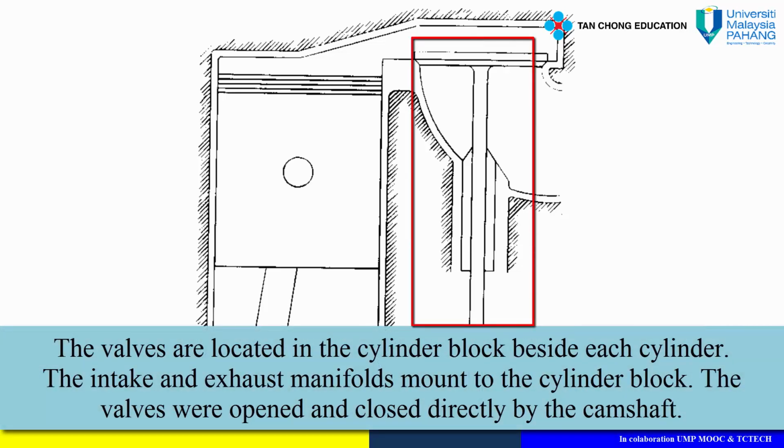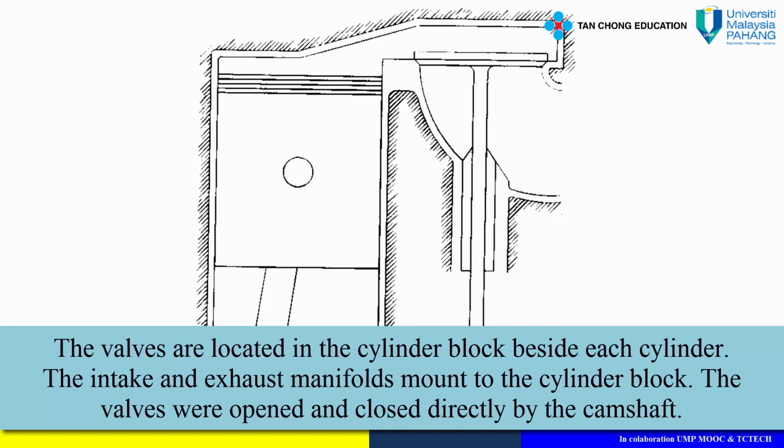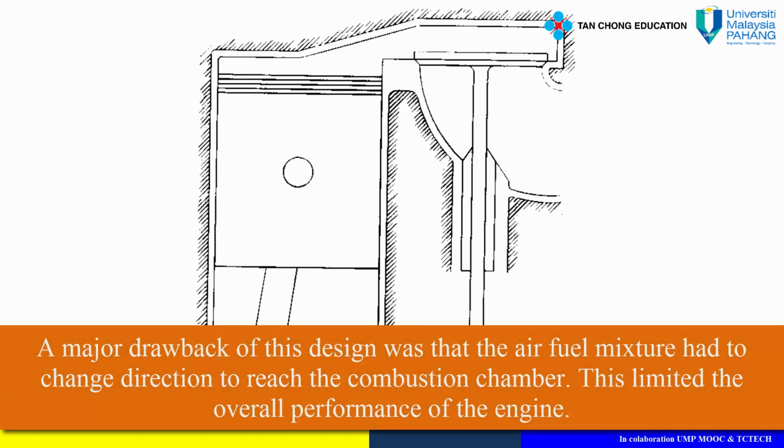The valves are located in the cylinder block, beside each cylinder. The intake and exhaust manifolds mount to the cylinder block. The valves were opened and closed directly by the camshaft. A major drawback of this design was that the air-fuel mixture had to change direction to reach the combustion chamber. This limited the overall performance of the engine.